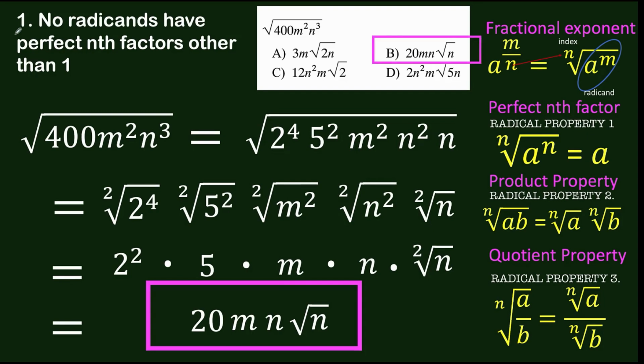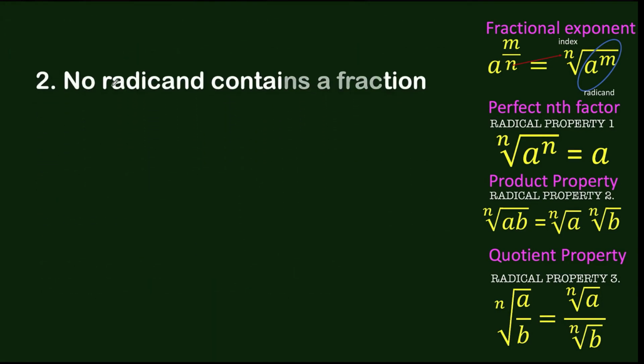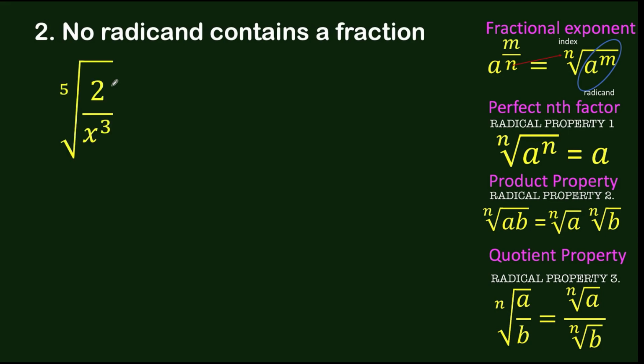So at this point, we are now done with the first condition to know whether a radical is in its simplest form or not. Let's proceed to the second condition. No radicand contains a fraction. So let's say we are given the 5th root of 2 over x cubed. Obviously, the radicand has a fraction. The radicand is 2 over x cubed. We do not want that to happen. So we need to eliminate this denominator x cubed.